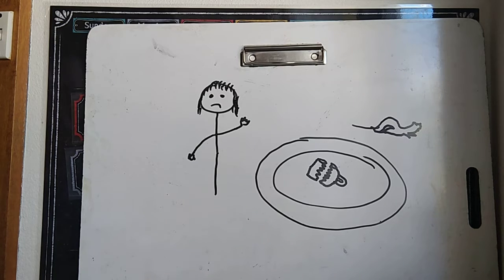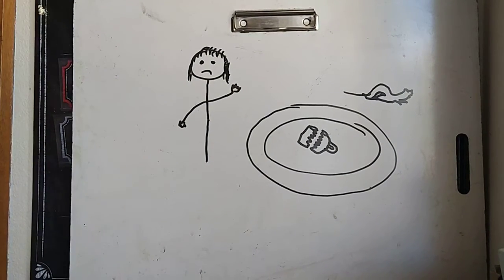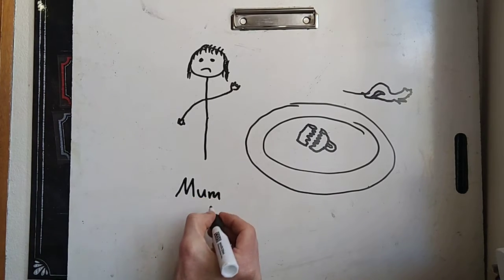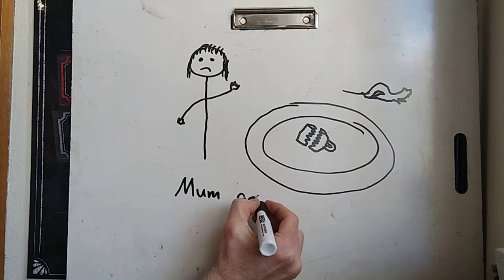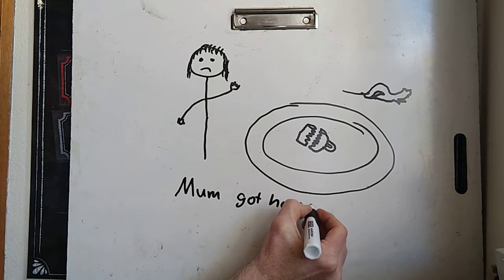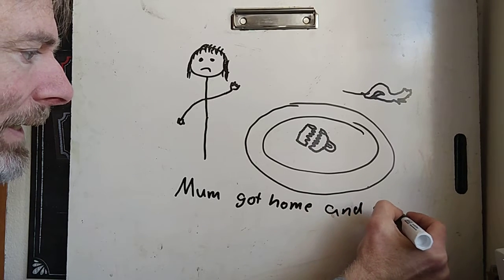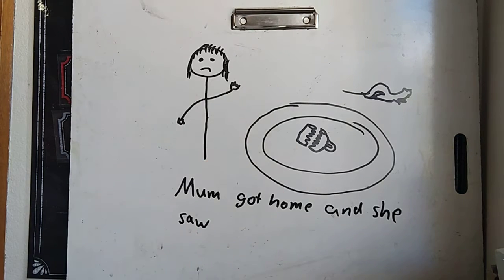Okay? So, now remember, if we come across words that we don't know how to spell, we need to sound them out. Okay? So, I'm going to write Mom got home and she saw, I think I should add her favorite mug. I don't know if it was her favorite. She saw her mug on the floor.